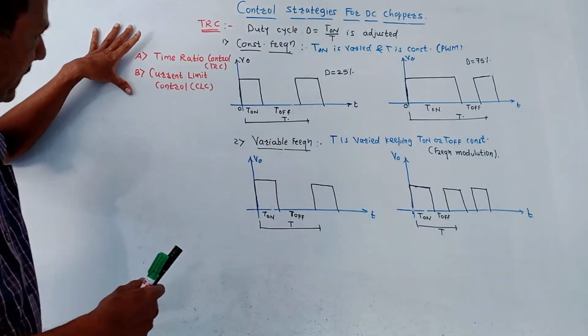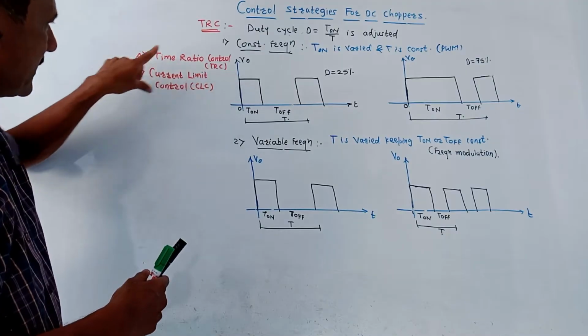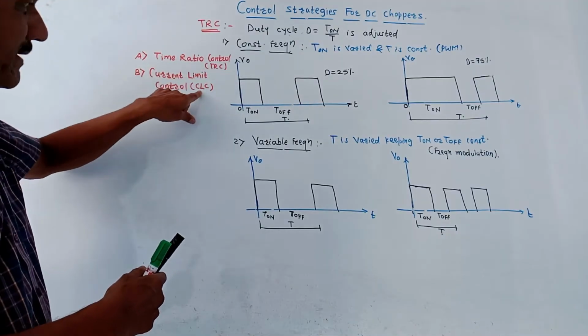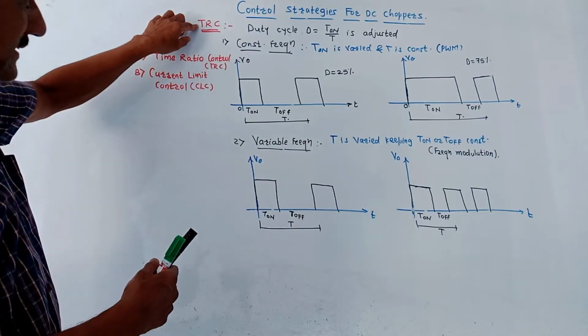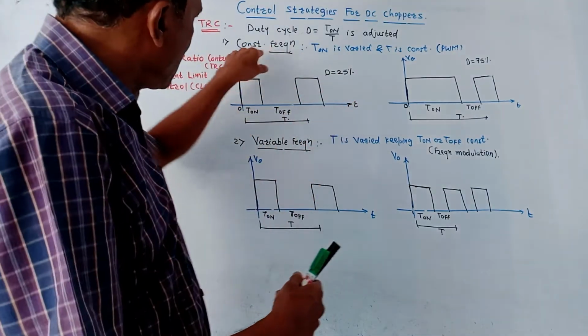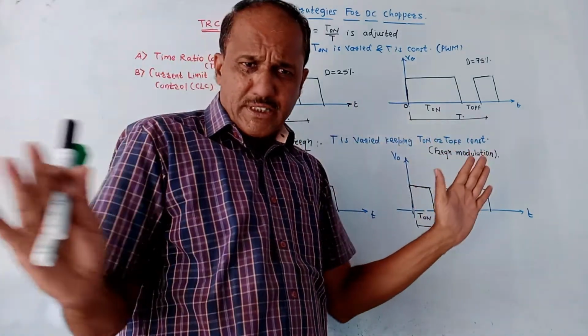Broadly, there are two types of techniques. One is time ratio control, which is abbreviated as TRC. Second is current limit control, abbreviated as CLC. In case of time ratio control, TRC, again there are two types. One is constant frequency, second is variable frequency. This technique is pretty simple.